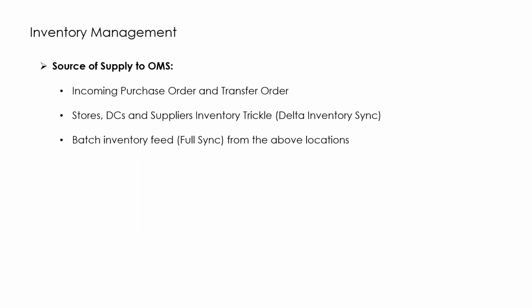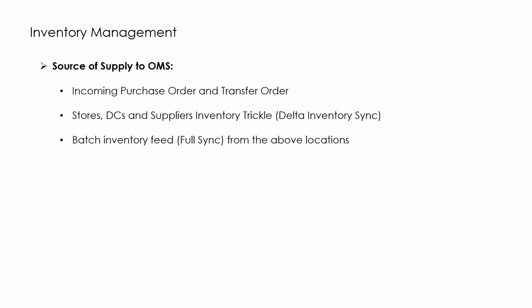Okay, the other way is stores and distribution centers supplying a trickle feed. Okay, delta inventory updates. So, for example, I had say 100 items in a place, and you sold say 10 items. So you send a message that, okay, now I have inventory of 90. That's a delta message you're going to get from a store or from a DC. That is how OMS knows. OMS updates and gives that information to the selling channels.